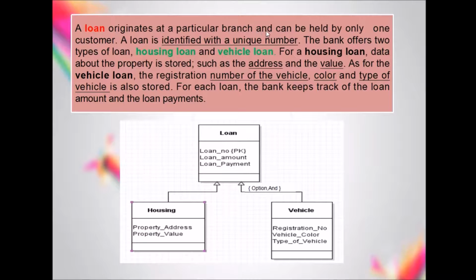So the next is the loan. The loan is originated at a particular branch and can be held by only one customer. A loan can be identified with a unique number. The bank offers two types of loan, which are housing and vehicle. For housing loan, the attributes will be property address and property value, and for vehicle they will be register number, vehicle color, and type of vehicle. The condition will be optional, which means they can choose either one or can have both. For the loan, the primary key will be the loan number as a unique key.